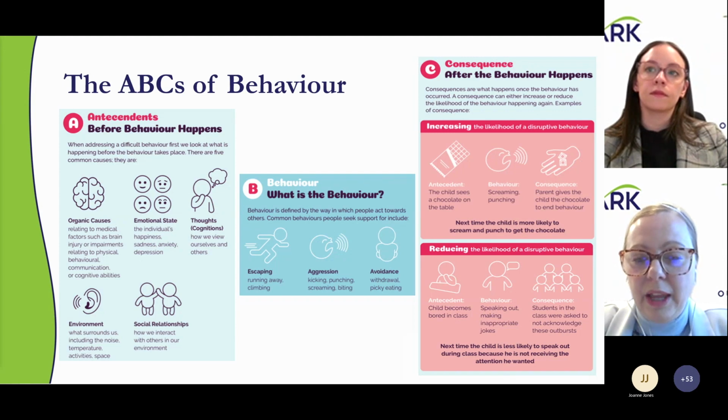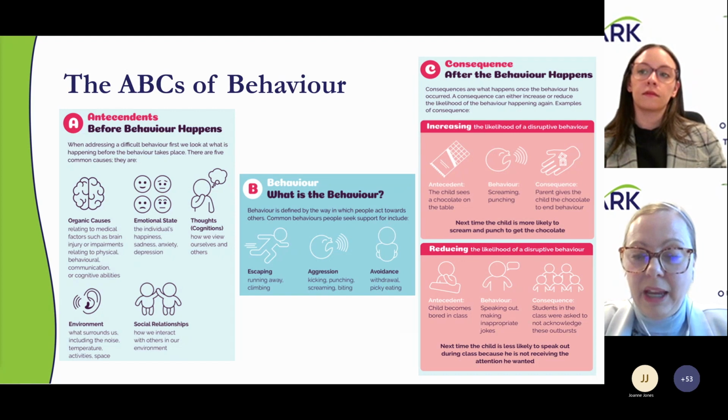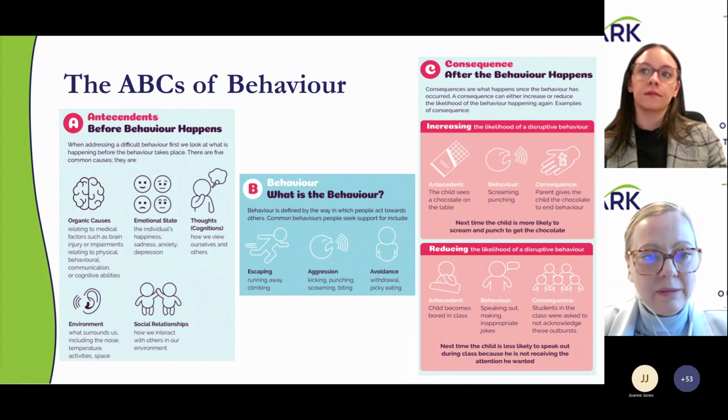So to reduce the likelihood of disruptive behavior, if a child is becoming bored in class and the behavior is speaking out and making inappropriate jokes, the consequence could be that students in the class were asked to not acknowledge these outbursts. So next time the child's less likely to speak out during the class because he's not receiving the attention that he wanted. So that's the planned ignoring there.